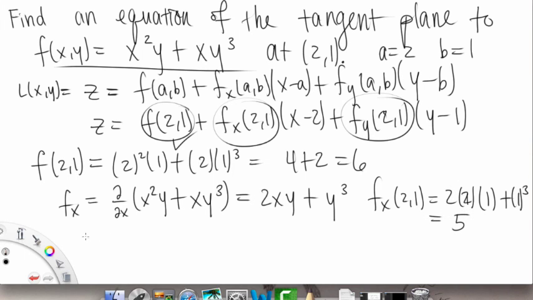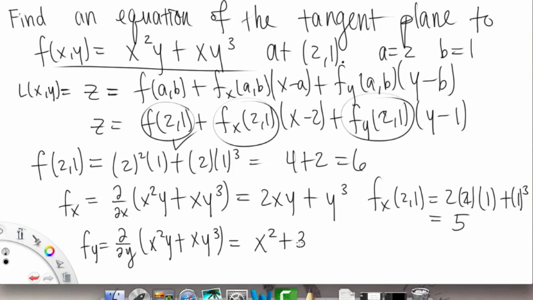Alright, and then lastly we have our f sub y, so that would be the partial derivative with respect to y of our original function. So that's going to be, if we hold x constant, x squared plus 3x times y squared. Okay? And then when we plug in our 2 and 1, we get 2 squared plus 3 times 2 times 1 squared. So that'll be 4 plus 6, which is a 10.